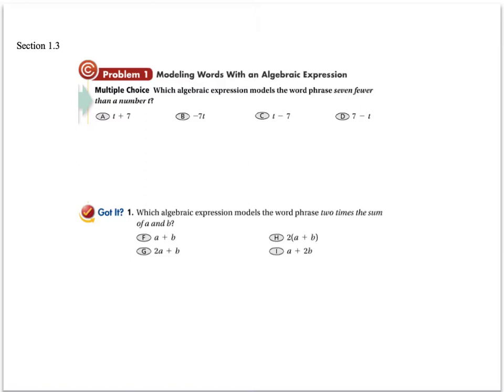7 fewer than a number t. You have your number t, you want 7 fewer than that. So what would it be, Jordan? C. Very good. And then the got it question. 2 times the sum of A and B. Jack. H. Good.